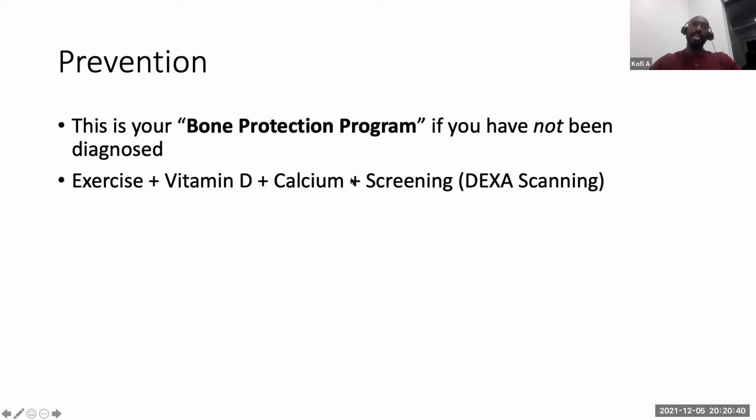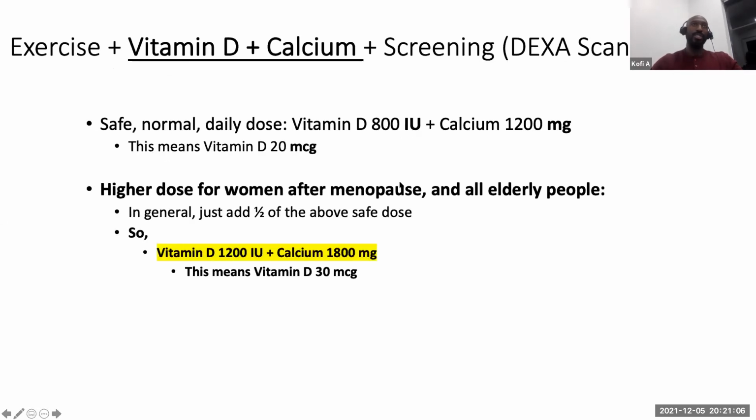And then on top of it, I think the third part of it would be vitamin D and calcium supplementation. So this is prevention, not treatment now, but prevention of osteoporosis. What we would say a bone protection program is going to be a three-headed thing of exercise, supplementation, meaning vitamin D and calcium, and then screening, making sure that your doctor is taking the x-ray to make sure you don't have osteoporosis.